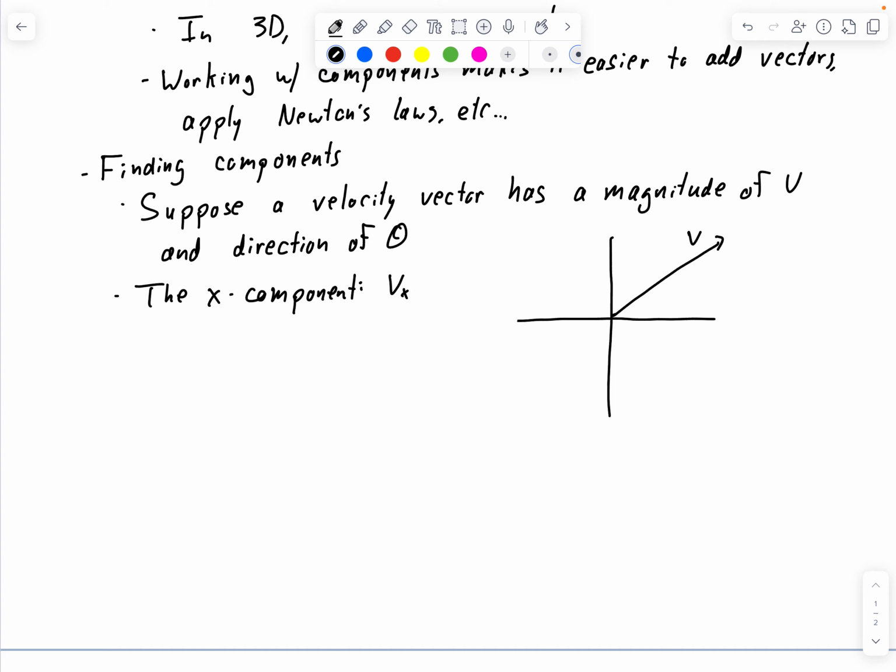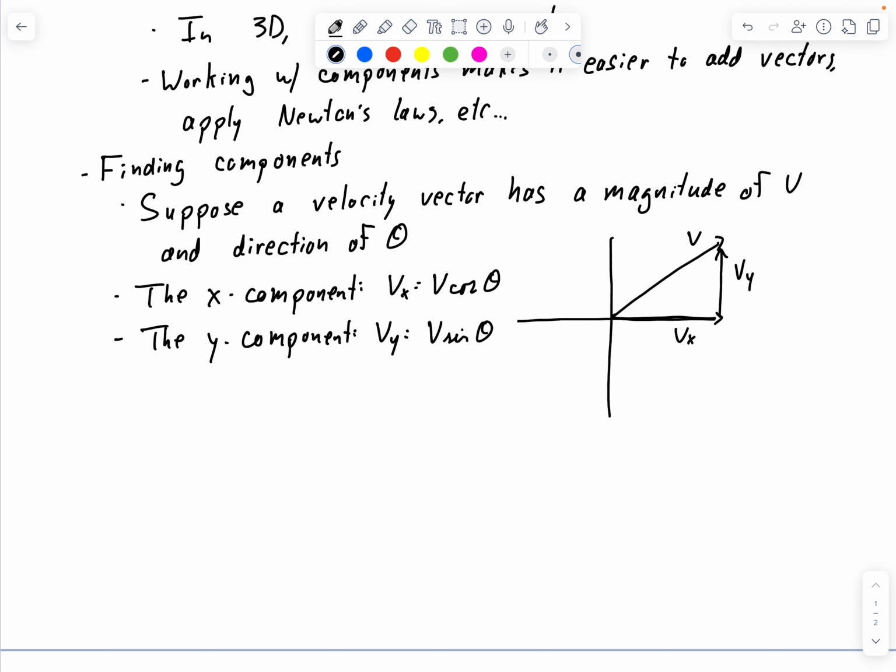Vx is equal to V cosine of theta. So we have our x component here, Vx, and then we have our y component right here, and the y component Vy is equal to V sine of theta. So the x component is V cosine of theta, and the y component is V sine of theta.